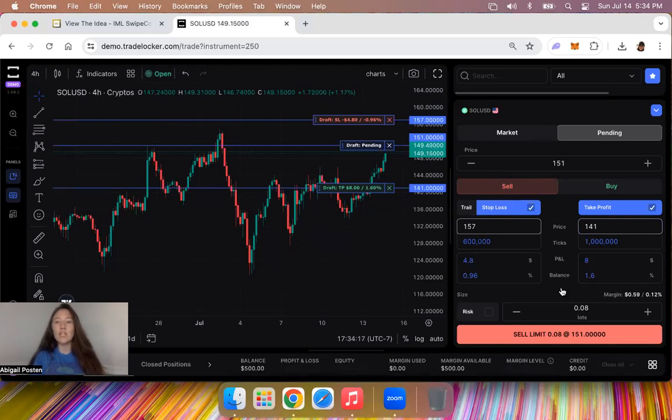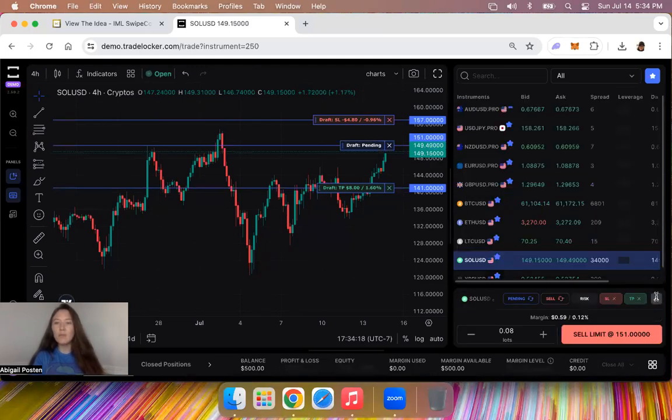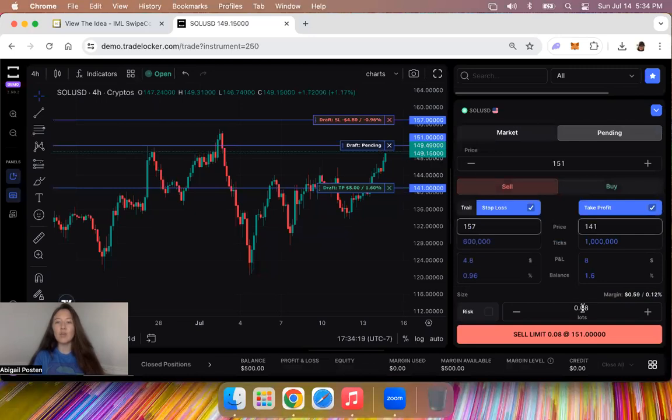And the way that I would change that is by what we call a lot size. You would basically press the plus or the minus sign right here, and it would update it for you. I do want to also go over really quickly pending and market.